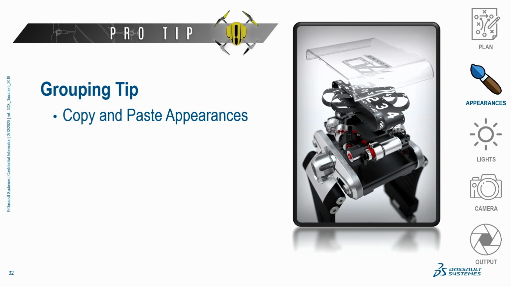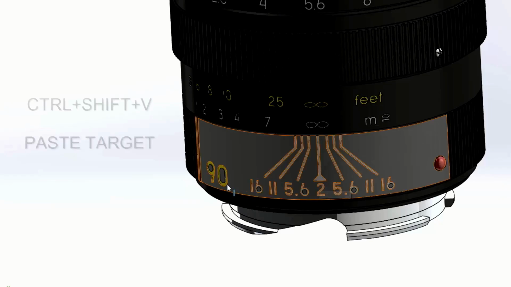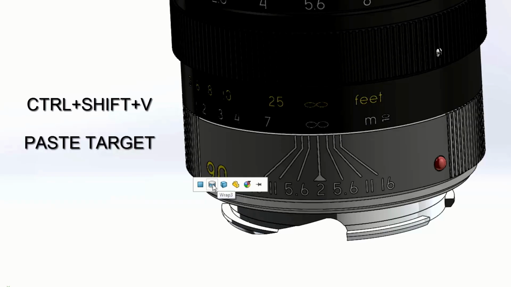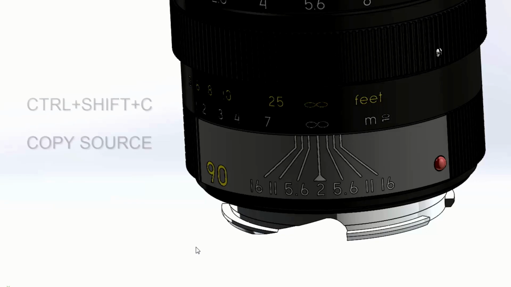So we can copy and paste appearances in both SolidWorks and Visualize. In SolidWorks, to copy an appearance, just use Control-Shift-C, so just like Control-C, but use Shift. And when you paste the appearance, Control-Shift-V, you'll get the selection filter again, which is cool. So you can apply it to maybe a whole body or to a face again. So you don't have to apply it to the same thing that it was applied to. It's just taking that appearance and putting it onto whatever you want.